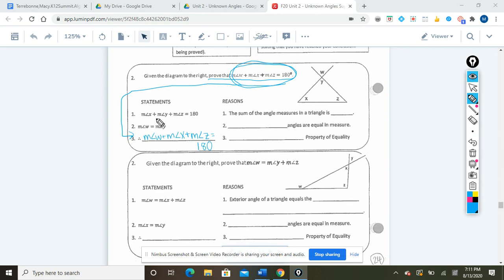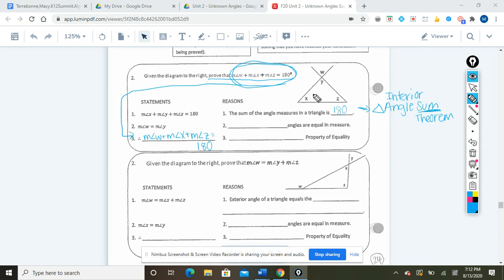So if we look at the first one, it says the measure of angle X plus the measure of angle Y plus the measure of angle Z equals 180. The reason: the sum of angle measures in a triangle is 180. Sometimes this may say triangle angle sum, or it might say triangle interior angle sum, because it's all the triangle angles inside. They might put theorem at the end. You need to focus on the words sum and angles in a triangle.